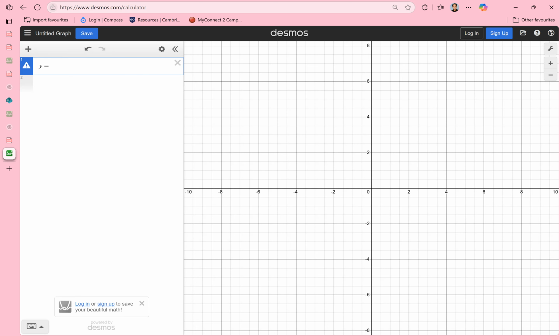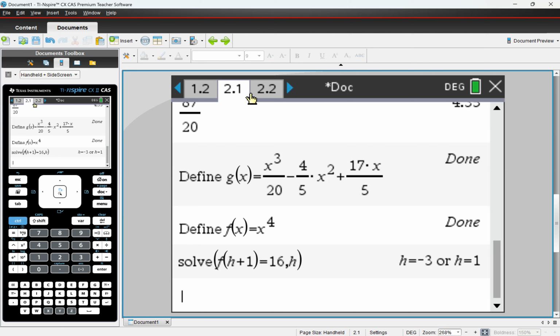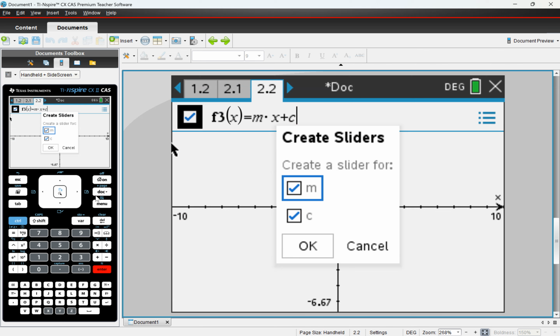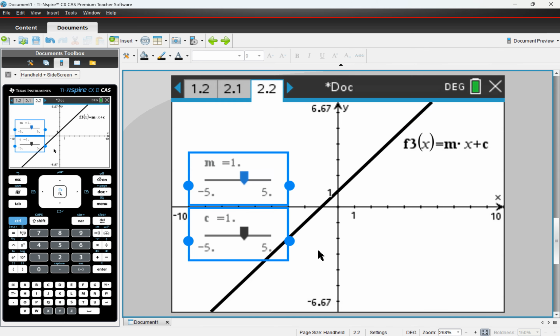You can do y equals, I don't know, m times x plus c. And in my case, it says add slider. In yours, it'll also say add slider. So if I just add a doc, add a graph, and type m times x plus c, it asks you to create the slider in the same form. You can explore the family of curves.